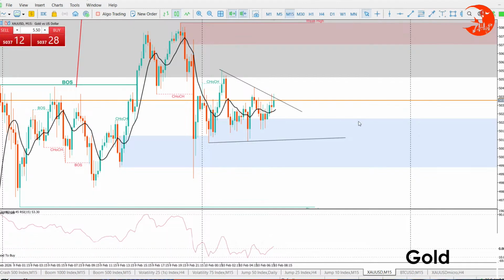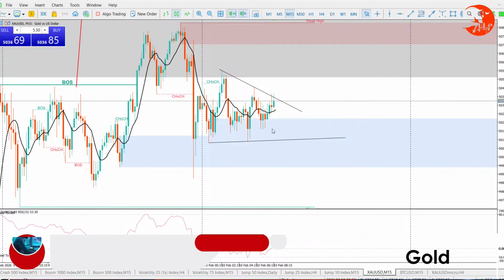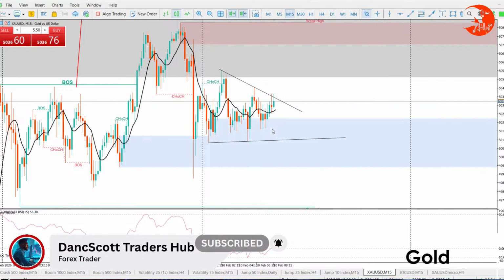Alright, so we see that, low, high, and that seems to be a pennant.